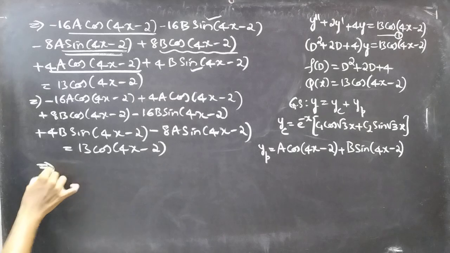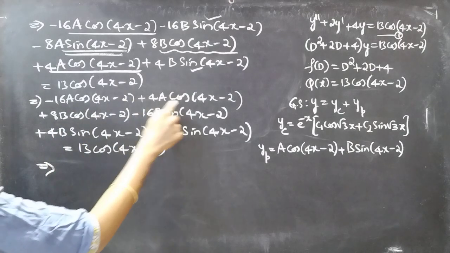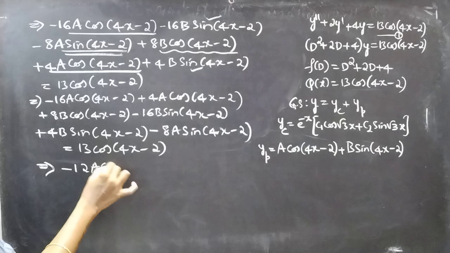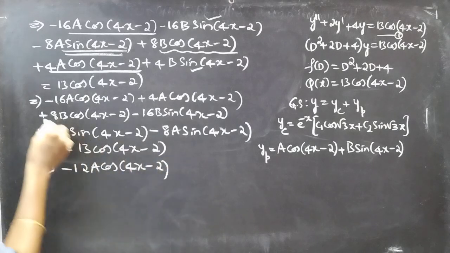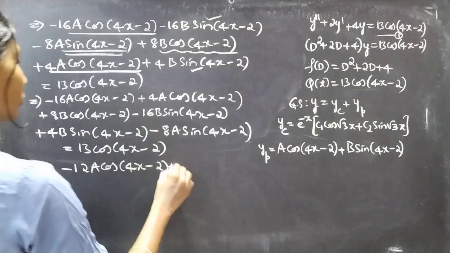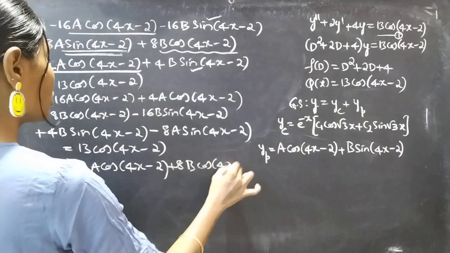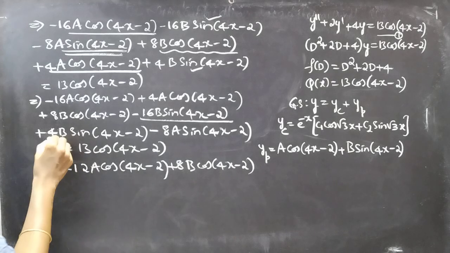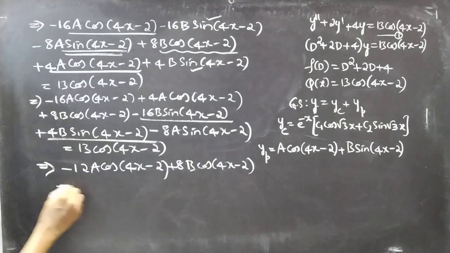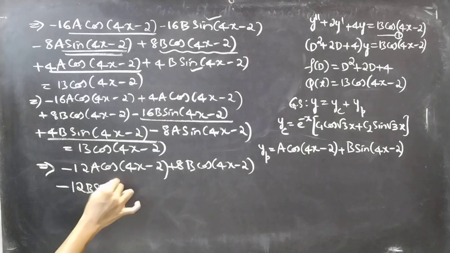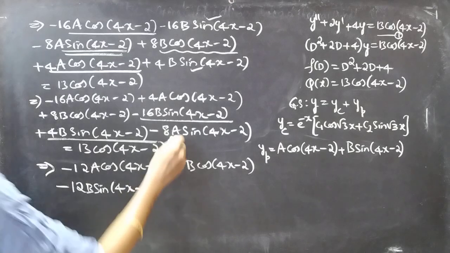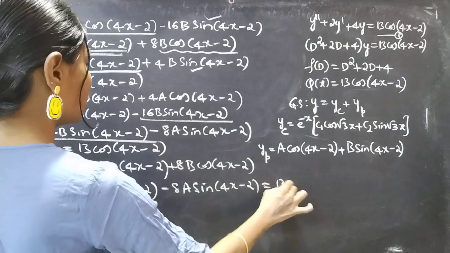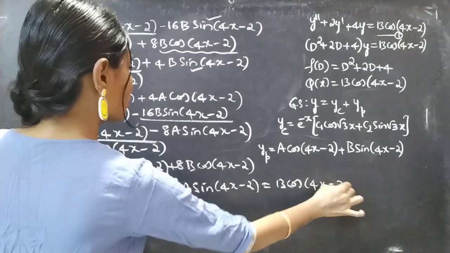This gives us minus 16a cos of 4x minus 2 plus 4a cos of 4x minus 2; minus 16 plus 4 is minus 12, so minus 12a cos of 4x minus 2, plus 8b cos of 4x minus 2, minus 16b sine of 4x minus 2 plus 4b sine of 4x minus 2 gives minus 12b sine of 4x minus 2, minus 8a sine of 4x minus 2 equal to RHS part, 13 cos of 4x minus 2.